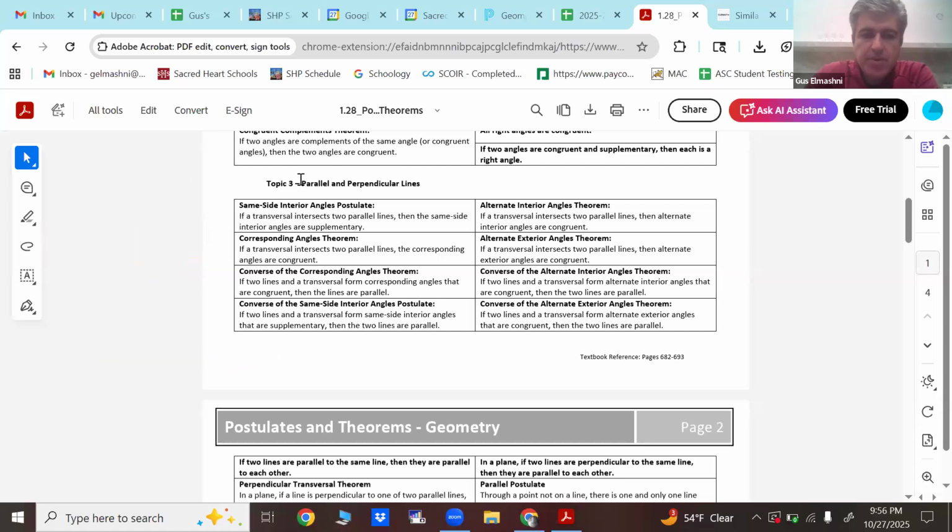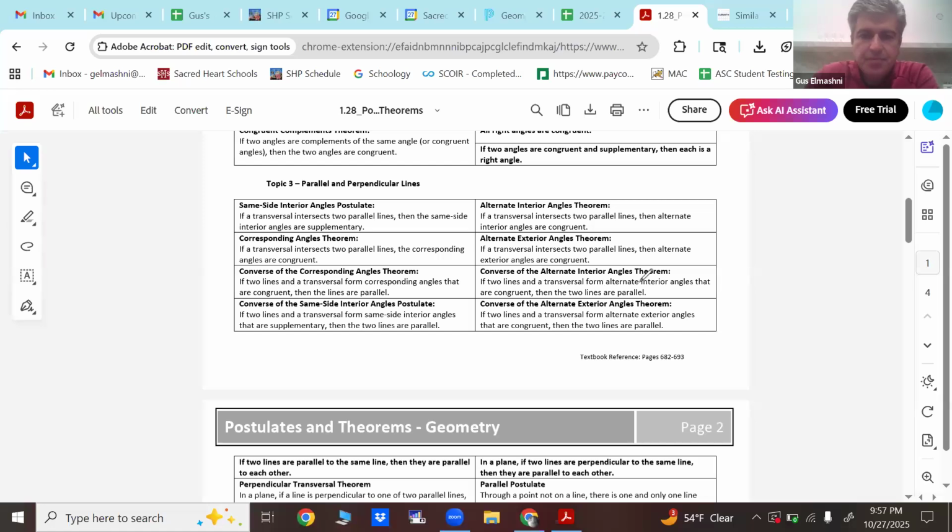Same side interior angles. Well, actually, we're not going to have that on our test. But alternate interior angles, you do want to know that if two lines are parallel, the alternate interior angles are congruent, or if two lines are parallel, the corresponding angles are congruent, or vice versa. If the corresponding angles are congruent, then the lines are parallel. Or if the alternate interior angles are congruent, then the lines are parallel.